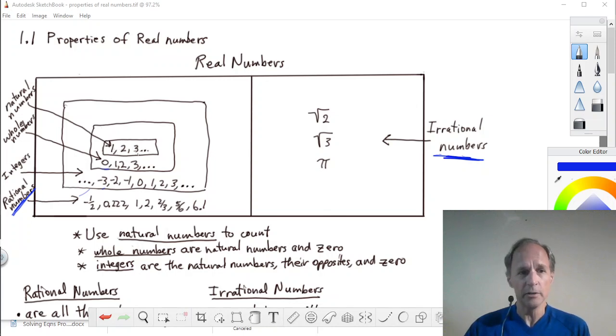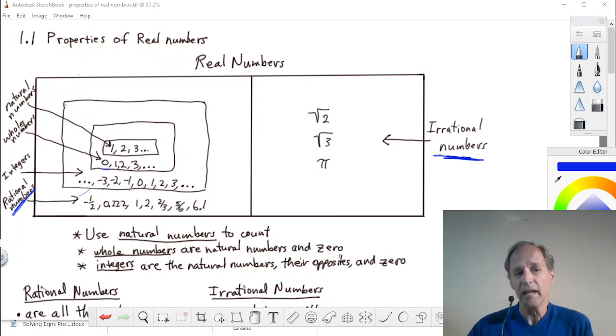Does not include 0. Whole numbers encompass all the natural numbers, but also include 0. Integers encompass all of the whole numbers, but they also include the negatives as well. Okay? -1, -2, -3, and so on. And then rational numbers include the integers, but everything else that can be written as a fraction.